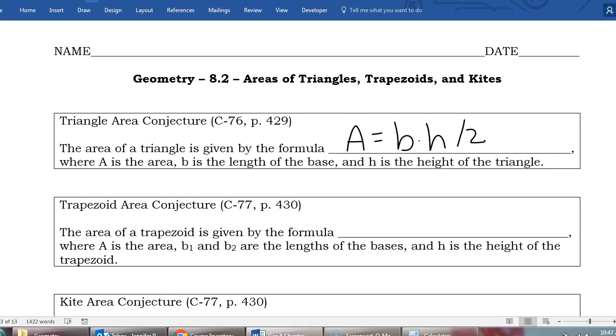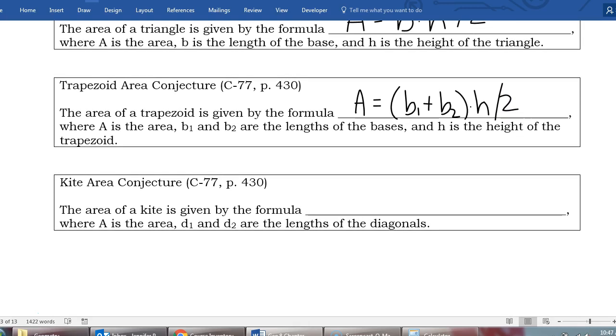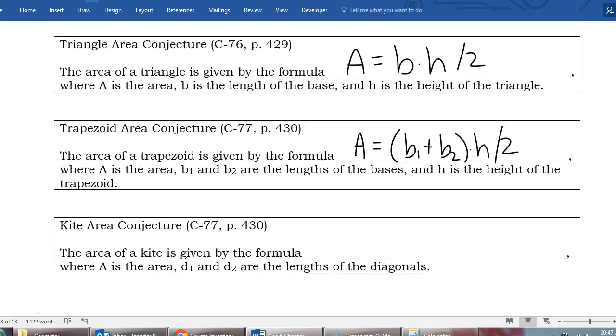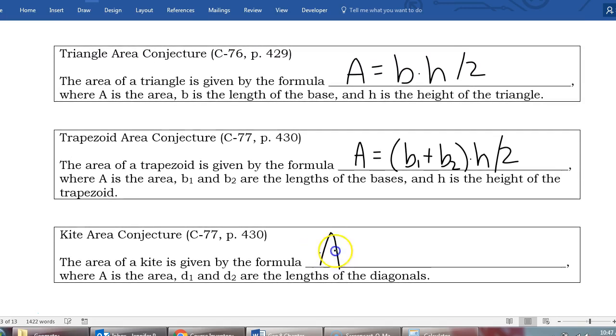Next one is trapezoid. To get the area of a trapezoid, we're going to do base 1 plus base 2 times the height divided by 2. And the last one is the kite. To get the area of a kite, we're going to do the length of one diagonal times the length of the second diagonal divided by 2.